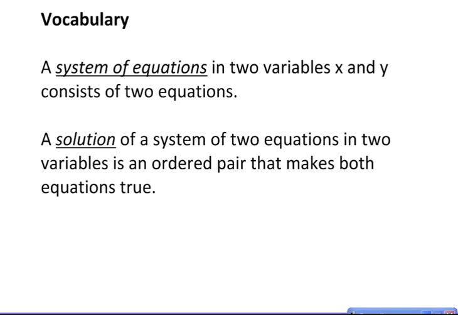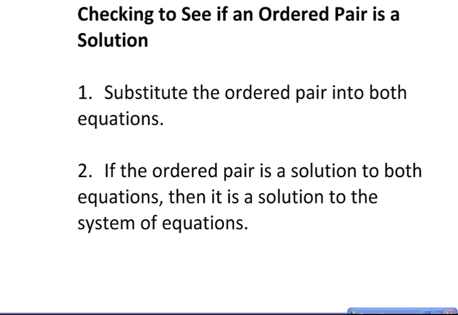Vocabulary. A system of equations in two variables, x and y, consists of two or more equations. A solution of a system of two equations in two variables is an ordered pair that makes both equations true. So to check to see if an ordered pair is a solution, we're going to substitute the ordered pair into both equations. If the ordered pair is a solution for both equations, then it is a solution for that system.